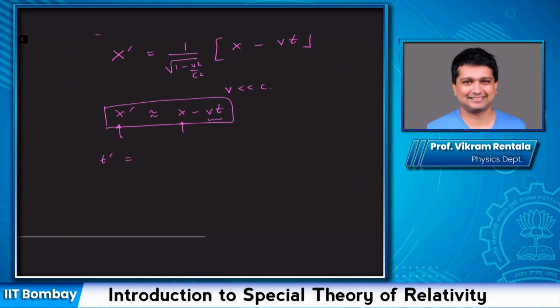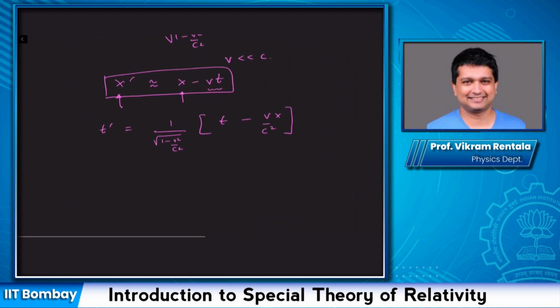So t prime is 1 over the square root of 1 minus v squared by c squared into t minus vx over c squared, and x prime, we'll just write this out, is 1 over the square root of 1 minus v squared by c squared times x minus vt.